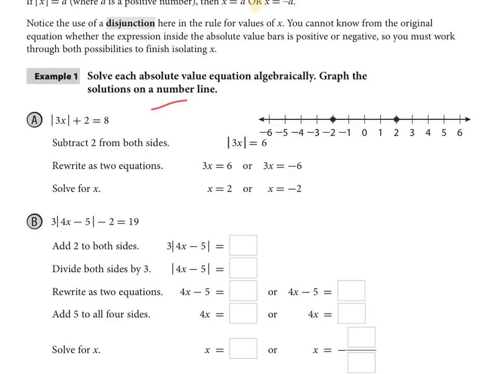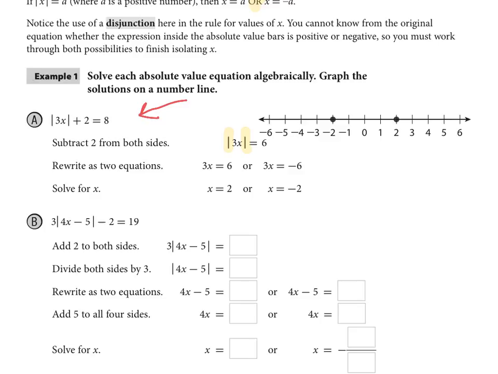In example 1 here, we have the absolute value of 3x plus 2 equals 8. We need to isolate that absolute value expression by subtracting 2 from both sides. Notice that once we do that, we have the absolute value expression here isolated.